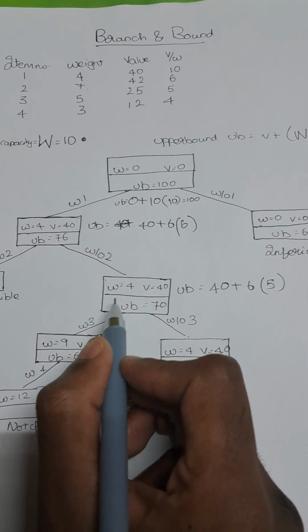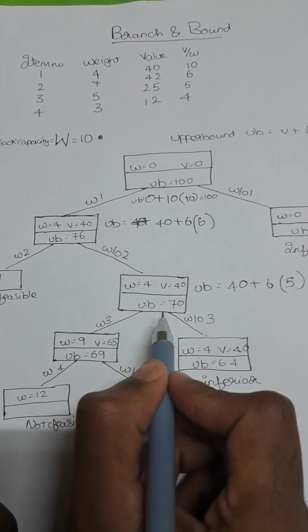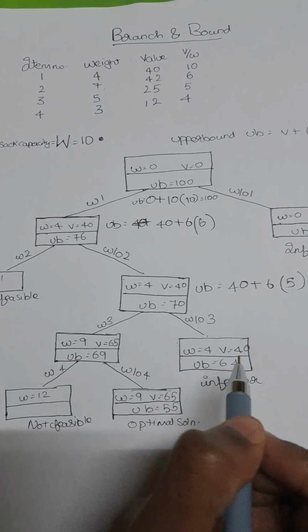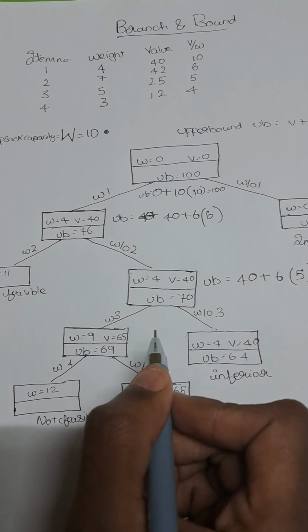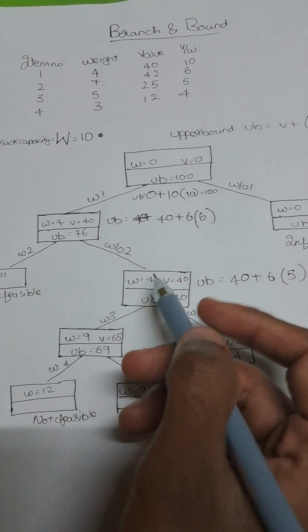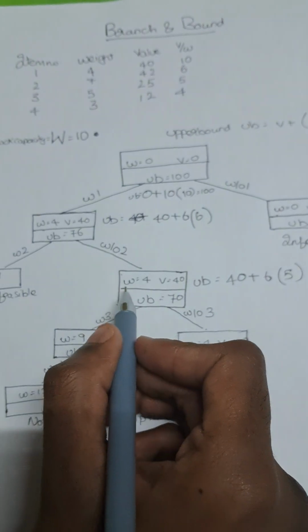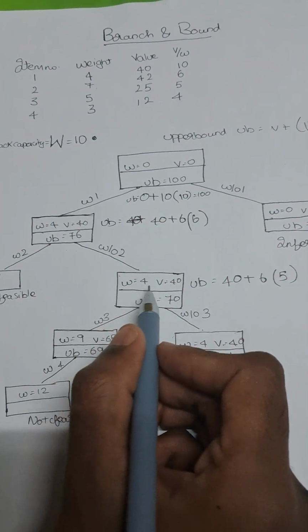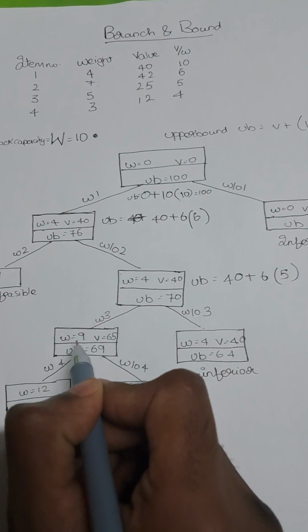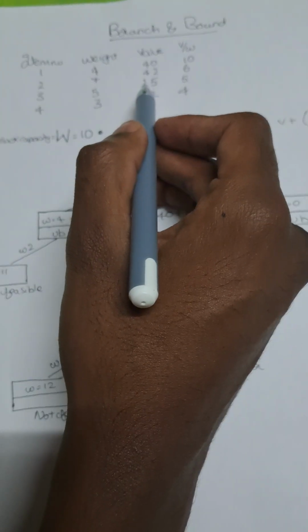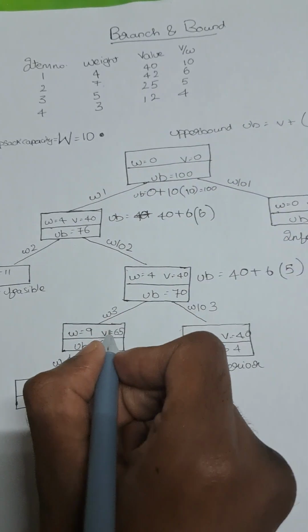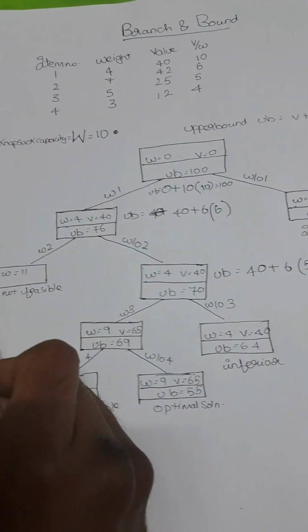So now for the without 2 condition, we split it into with 3 and without item 3. With 3, the weight becomes, since the weight of item 3 is 5 and the weight in the knapsack bag is 4, 5 plus 4 is equal to 9, and the value here is 40, and value for item 3 is 25. 40 plus 25 is 65. Let's calculate the upper bound for this.